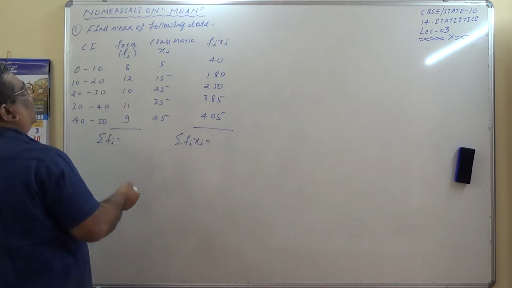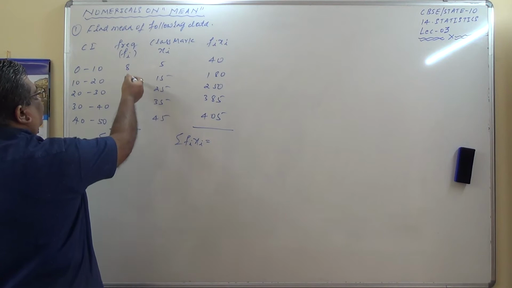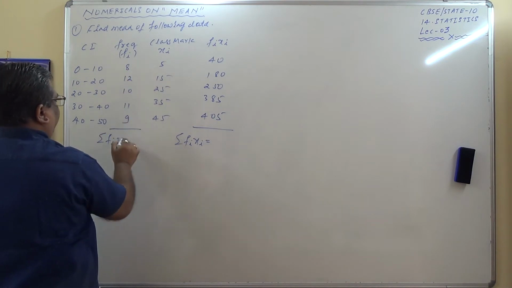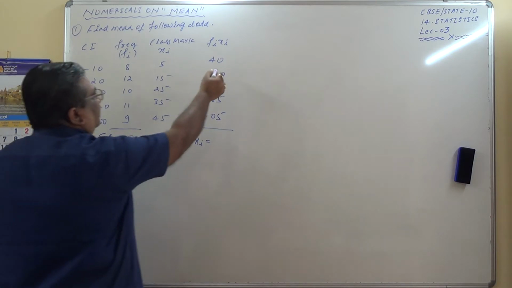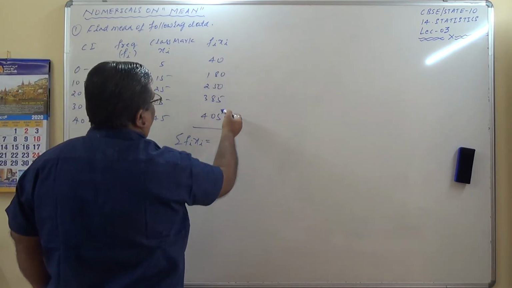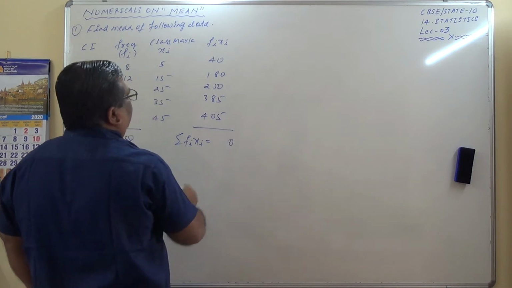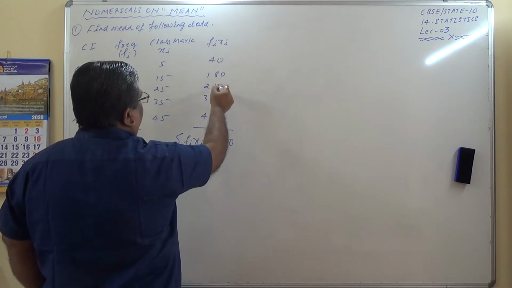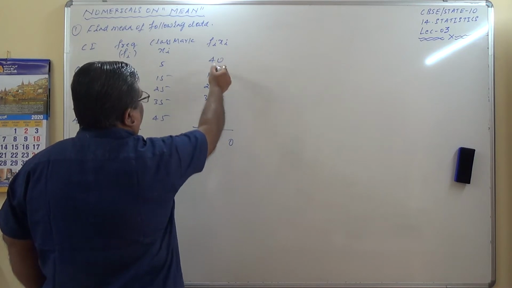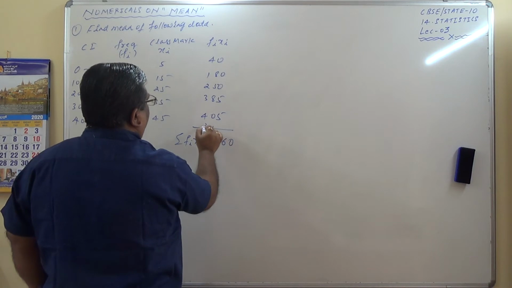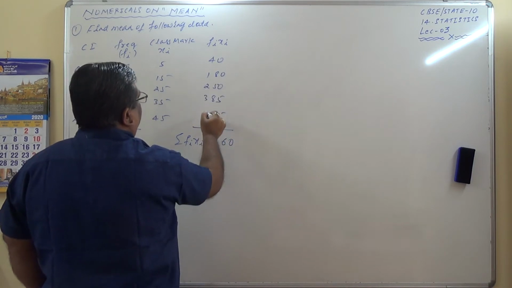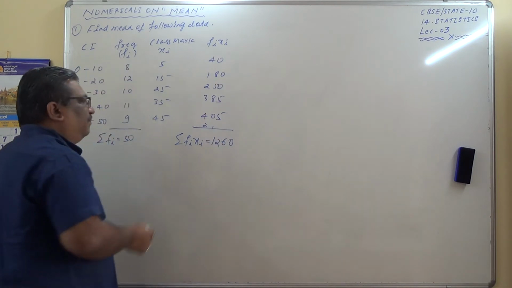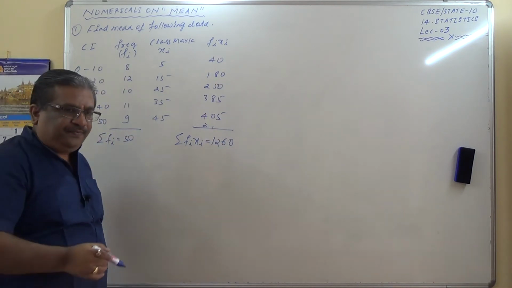So how much is this one? The frequencies: 12 plus 8 is 20, 30, 40, 50. And finally here you have 0, 5 plus 5, 10. The sum of fi xi will be 1260. I think it should be correct, 1260, the sum.